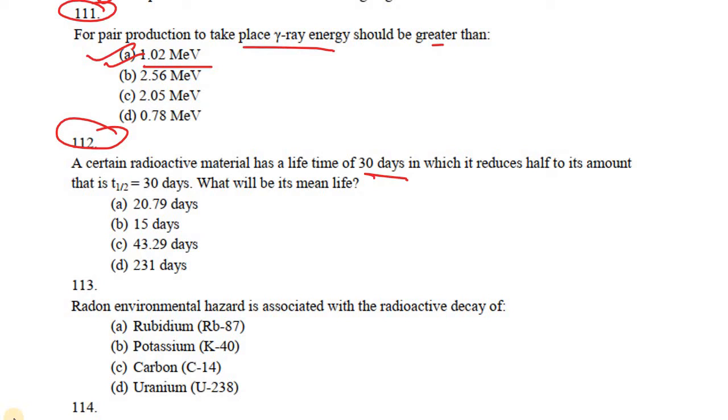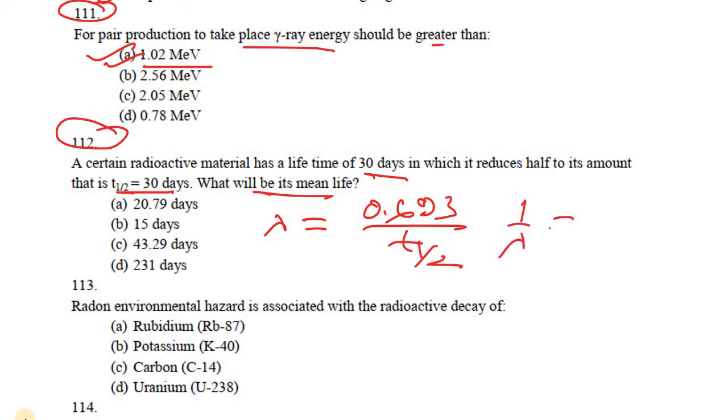112. A certain radioactive material has a half-life of 30 days, in which it reduces to half of its amount, that is T half is 30 days. What will be the mean lifetime? You know that lambda equals 0.693 by T half, and you have to find 1 by lambda, this is the mean lifetime. 1 by lambda equals T half, 30 days, by 0.693, and if you do that, it will yield 43.